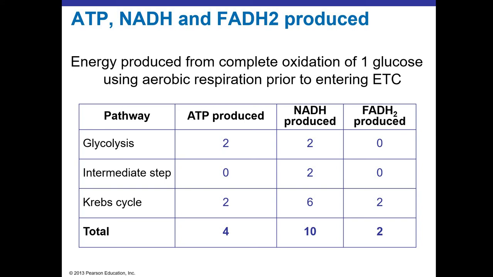FADH2 is only produced as we go from succinic acid to fumaric acid in the Krebs cycle. So we get 2 FADH2, but that's the only place in the Krebs cycle. So that's kind of what's produced. But what does that give us in the form of energy in ATP?